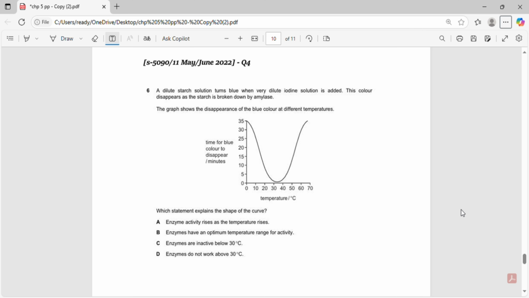The shape of the curve is a U-shape, with the minimum point at around 40 degrees Celsius. At lower temperatures like 10 degrees Celsius and higher ones like 60 degrees Celsius, the reaction takes a longer time.